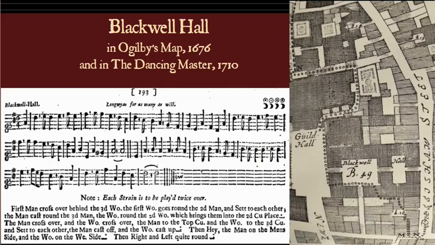A dance called Blackwell Hall appears in the second volume of The Dancing Master from 1710 onwards. Blackwell Hall stood just to the east of the Guildhall, as you can see on Ogilby's map, and it was the centre for the wool and cloth trade in England from medieval times until the 19th century. Cloth manufacturers and clothiers would come here from all over the country to display and sell their wares to merchants and to drapers.